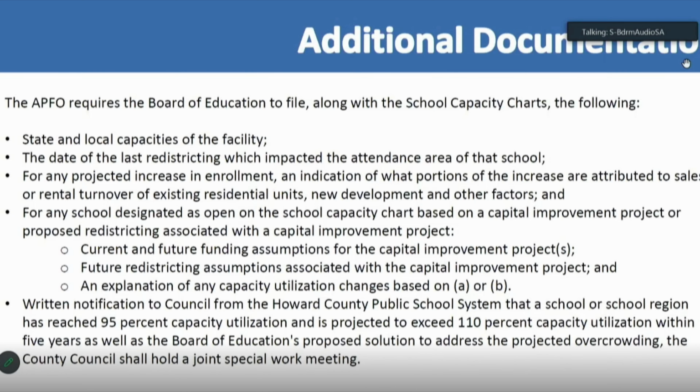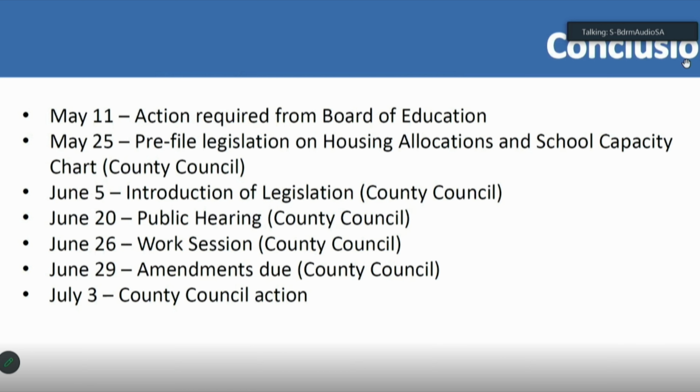The next step for the board is to approve the school capacity chart for submission to the Howard County Council for their consideration and adoption, along with the supplemental information provided in the report. This chart will then be pre-filed with the County Council on May 25th and the legislation introduced on June 5th. A public hearing is scheduled for June 20th with a council vote expected on July 3rd. And I'll take any questions at this time or after the dinner recess.